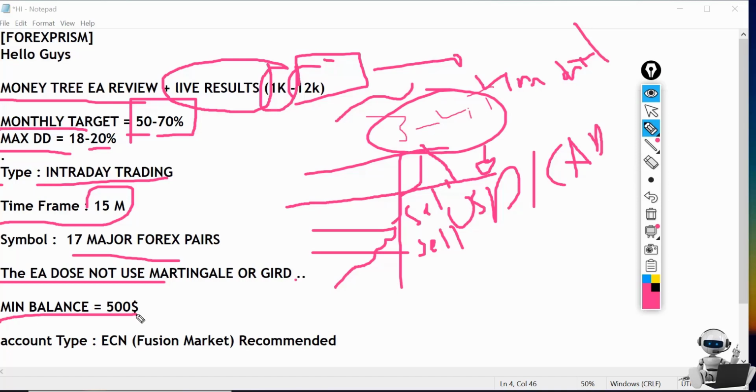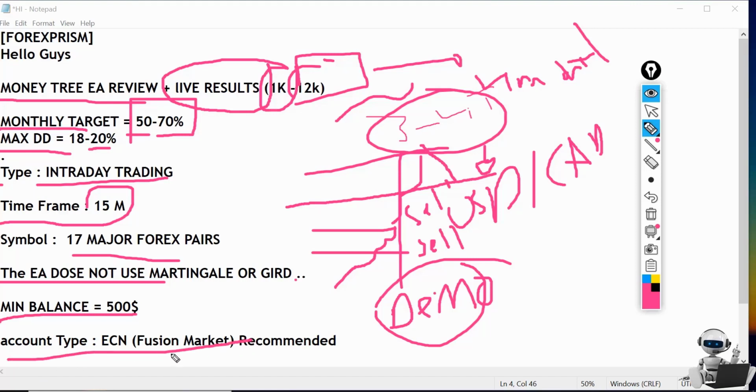Minimum balance recommended $500. If 1k is better. I always advise you guys that you start testing your EA on demo, because if you are not familiar with expert advisors, it is quite dangerous and it can be very profitable. At the same time, it can be a little bit tricky if you don't know how to deal with the drawdown and market volatility, news and spread, etc. So you have to test it on the demo first, and then if you like the EA result, then you can transfer to a live account. So I recommend an ECN account, Fusion Broker.